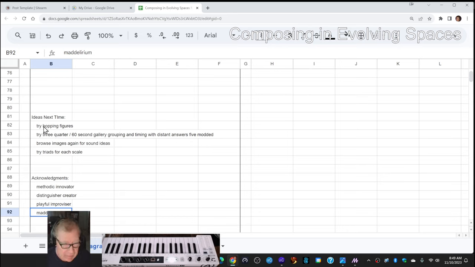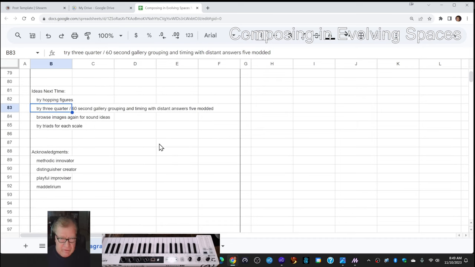Our ideas for next time are, we've been doing arpeggios, da da da da da da da. What we're trying to do is get a really bouncy, fast-moving composition that has a lot of different changes in tone and feel to try to start matching those images. For example, maybe we could modify what you just heard to fit a little bit better.